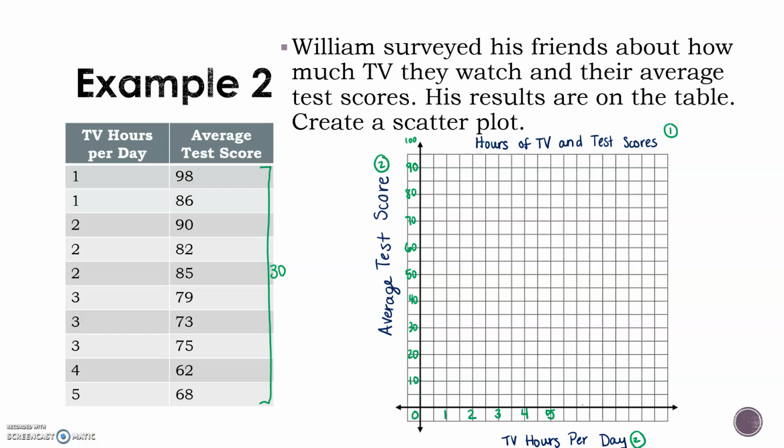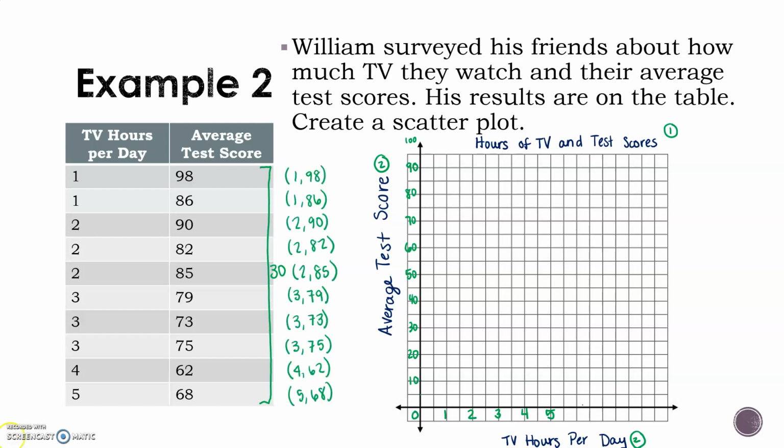So what we have now is to write the ordered pairs. So pause this, write your ordered pairs, and then come back and check. So this is what our ordered pairs would look like, and I'm going to graph them now. So I've got 1, 98, and that is going to go a little off the graph in this case, and that's all right. We're going to make the most of it.